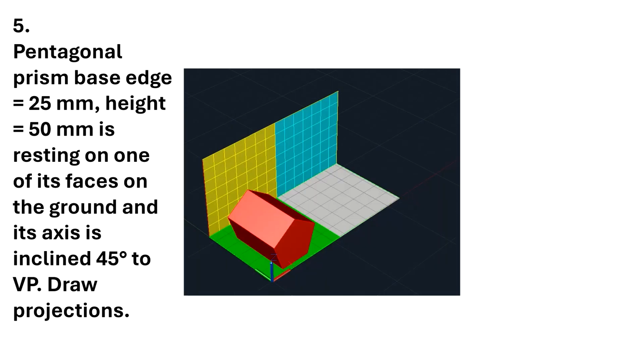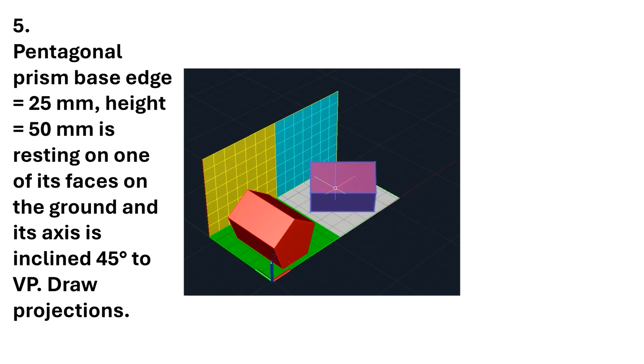Fifth question. A pentagonal prism, base edge 25 mm, height 50 mm, is resting on one of its faces on the ground, and its axis is inclined 45 degrees to VP. Draw projections. Now if you see, this is the simple position of the solid, and this will be the final position of the solid, and it should be in the rotated view. So it is rotating 45 degrees with the vertical plane. Now if you see, this is the final position of the solid.